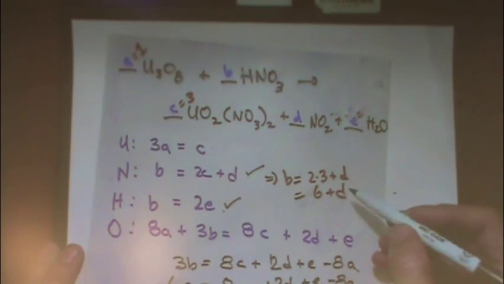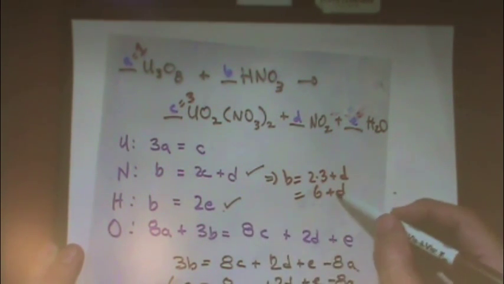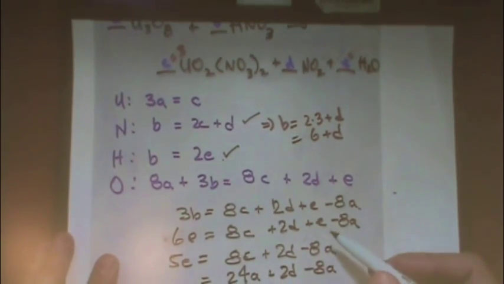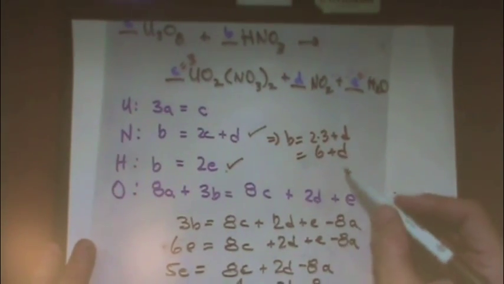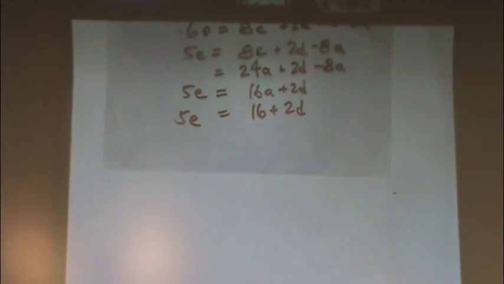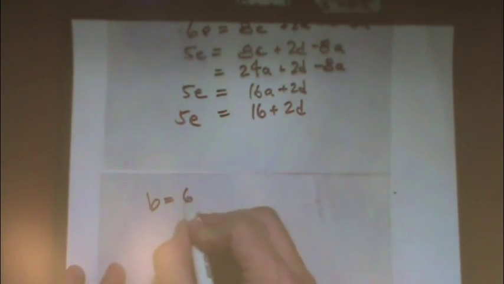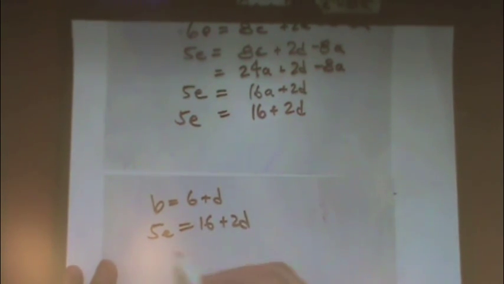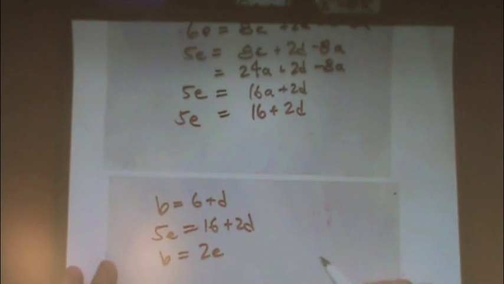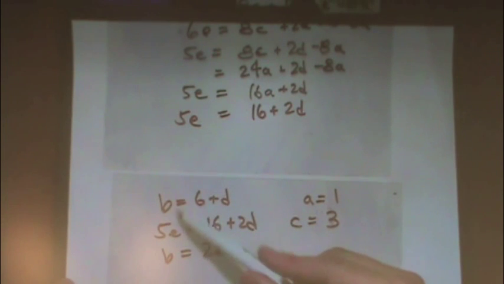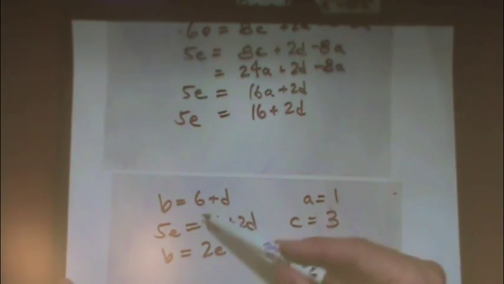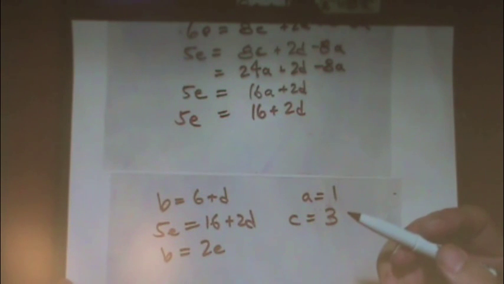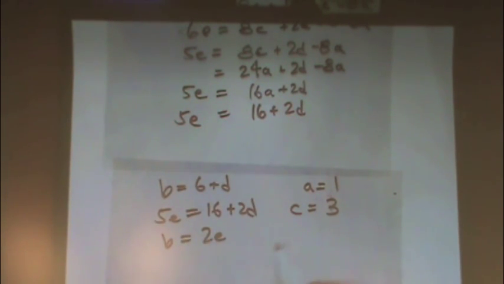I've got this equation, and this equation. It looks like I'm getting pretty close. This has a D and a B in it. Okay, so let's rewrite the equations I have. I've got B equals 6 plus D. I've got 5E equals 16 plus 2D. And I've got B equals 2E. I've got A equals 1 and C equals 3. So right now I have 3 equations left and 3 unknowns that I need to solve for. All right, let's start working on that.